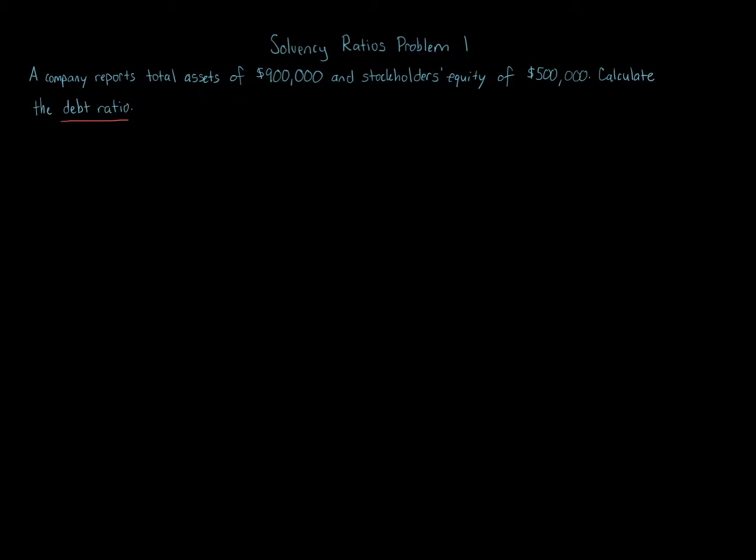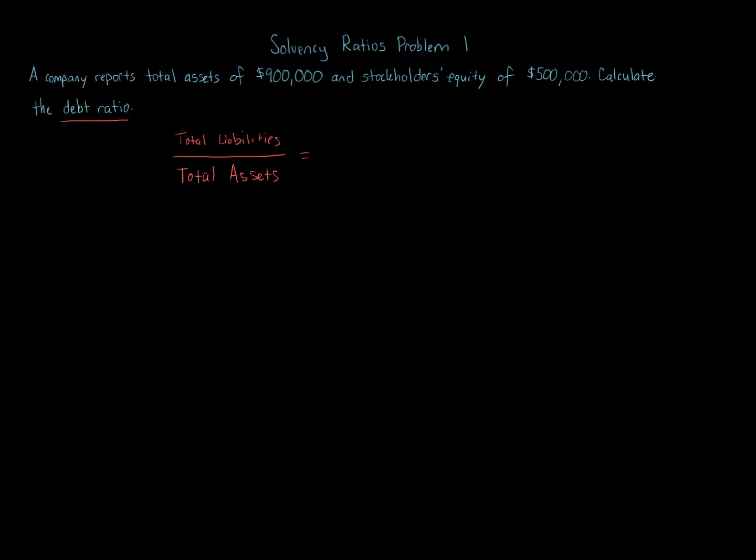The debt ratio formula: we just take total liabilities over total assets. That's all you do. Because we're focusing on solvency ratios, we're making sure that a company can pay off its long-term debts. So it's total liabilities over total assets. Let's go through and calculate this.